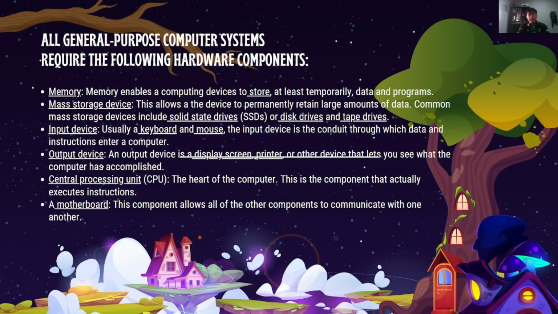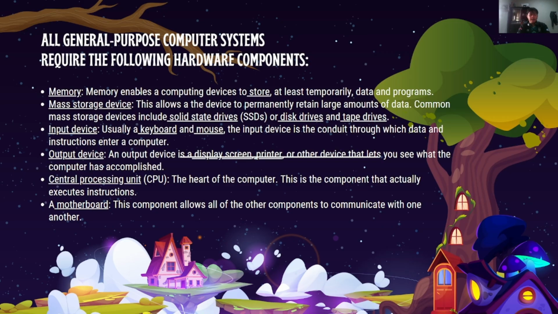The third, input device, usually a keyboard and mouse. The input device is the conduit through which data and instructions enter a computer. And the fourth, an output device, is a display screen, printer, or other device that lets you see what the computer has accomplished.